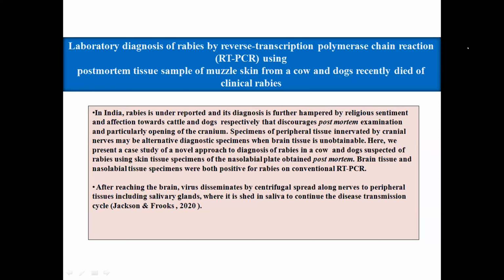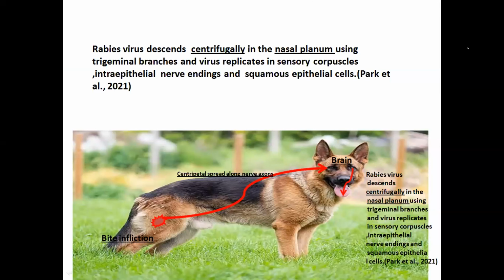And in our recent study, what we did is we took nasolabial tissue specimens for post-mortem examination. For example, in this picture you can see the rabies virus descends centrifugally in the nasal planum using trigeminal branches, and the virus replicates in the sensory corpuscles, intra-epithelial nerve endings, and squamous epithelial cells in cattle.